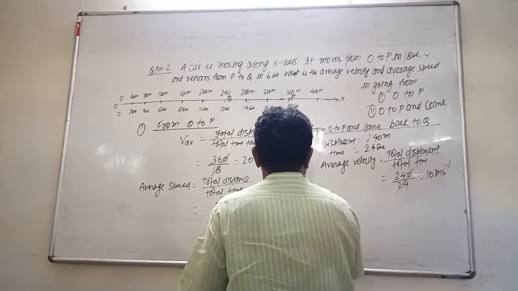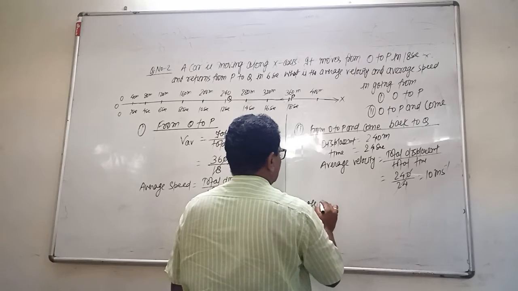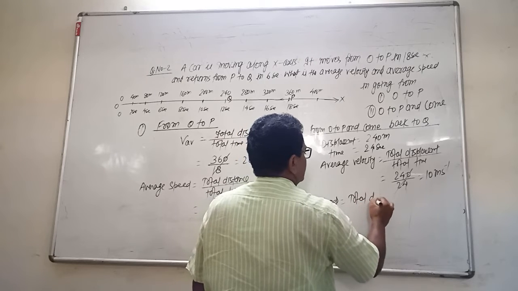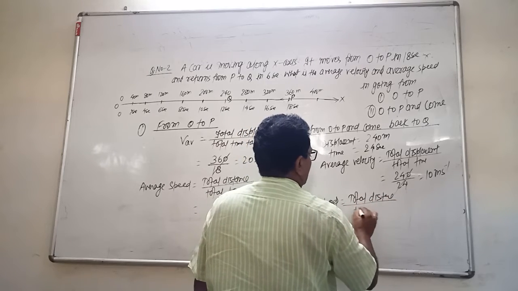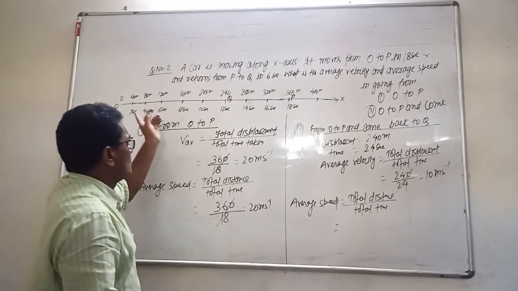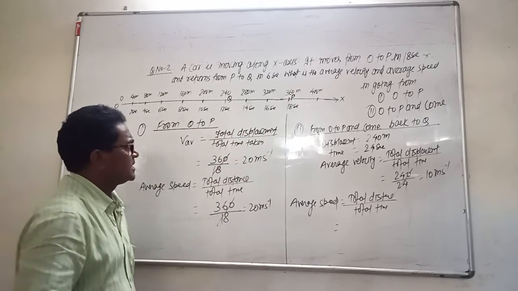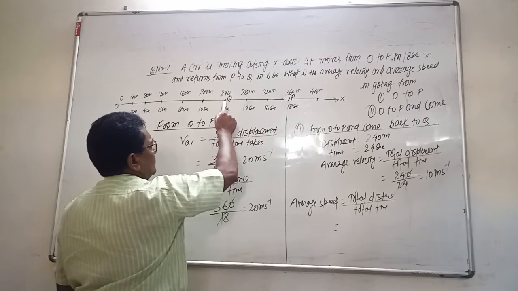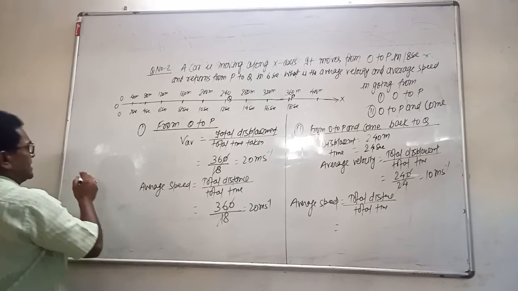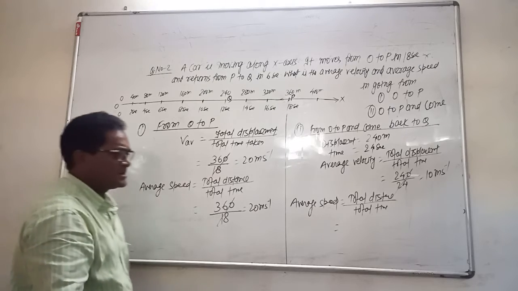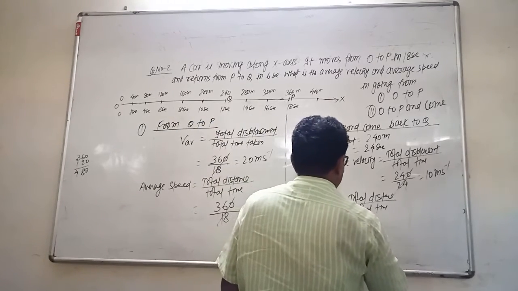Now average speed. The formula for average speed is total distance upon total time. What is the total distance? When it goes from O to P, it covers 360 meters. When it returns back from P to Q, it covers 40, 40 and 40, that is 120 meters. So total distance covered is 360 plus 120, that means 480 meters.